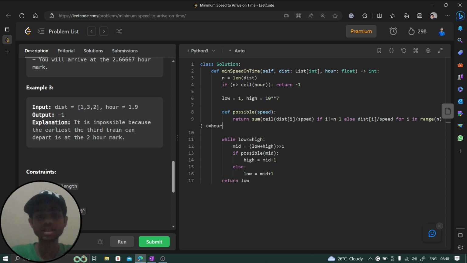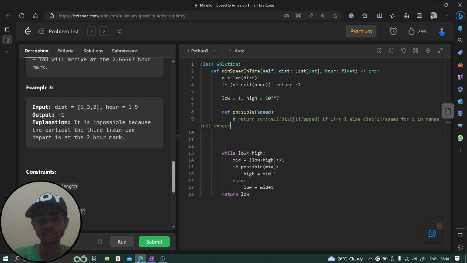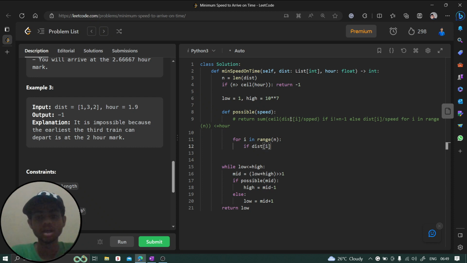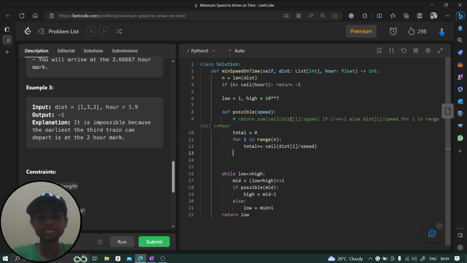So I know you did not get this one. What does this mean? Let me show you here. I'm going to comment this particular line and implement the same thing over here, so you can understand both of the things. I'm just traversing the length, for i in range of n. First of all, take a total value which is initially 0. So I'm going to say total plus equal to distance. You have to use a ceil value, means ceil, and here we're going to say distance of i divided by that speed, and at the end we can say fine.